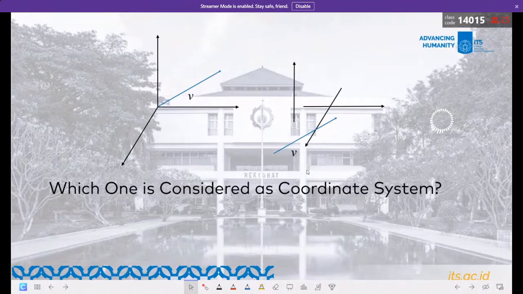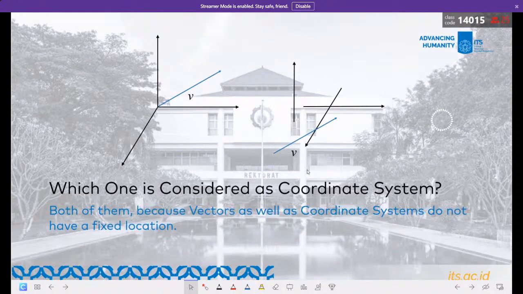The answer is both of them. Please do remember that in a coordinate system, we do not care about the origin. The left one is more familiar to us because most of the time we consider the vectors in the coordinate system to be rooted from the origin, but that's not the case. Actually, it can be anywhere in the space, as long as this v can be represented by the collection of these bases, then it's fine.